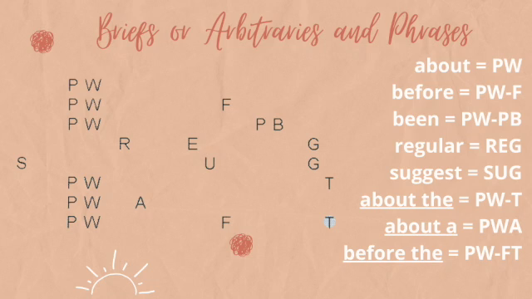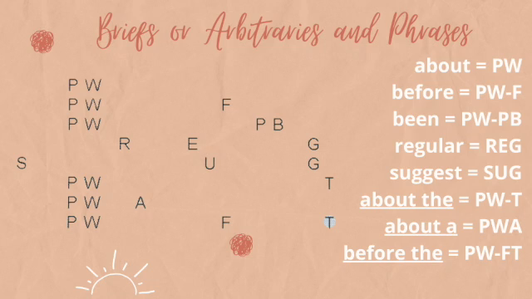So initial B stands for about. We have before, that's initial B, final F. Been, initial B, final N. Regular, initial R, vowel E, final G. Suggest, initial S, vowel U, final G. About the, that's initial B, final T. About a, initial B, vowel A. Before the, initial B, final F, and final T.